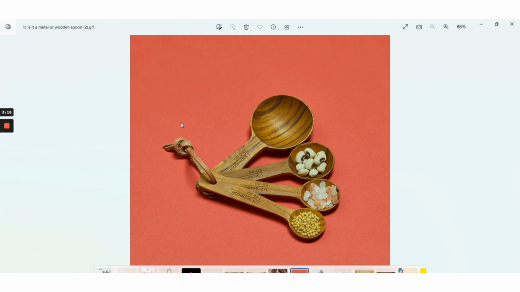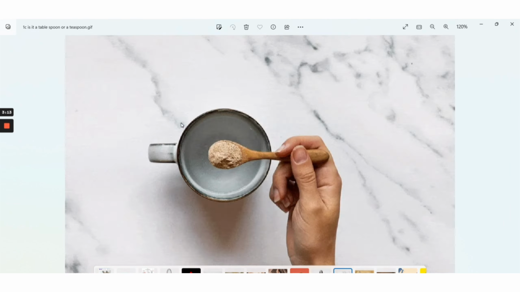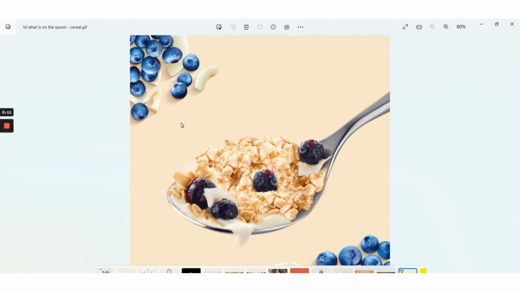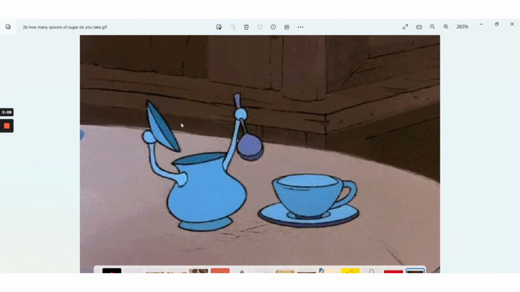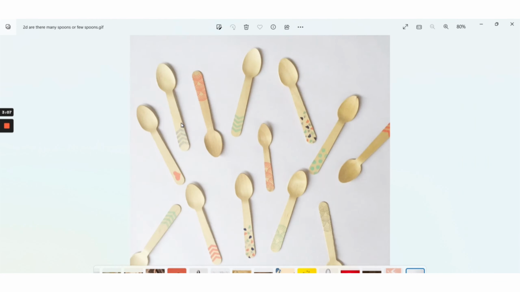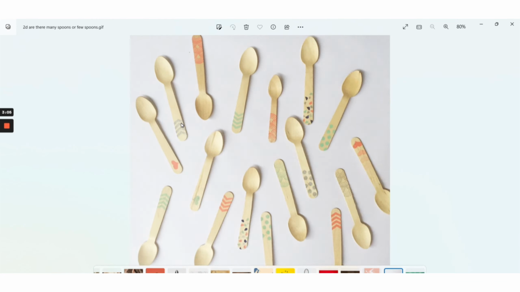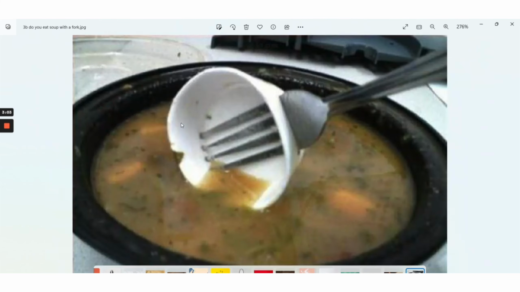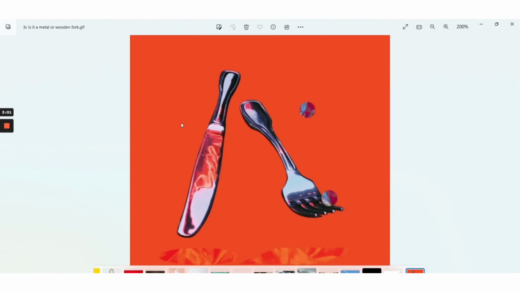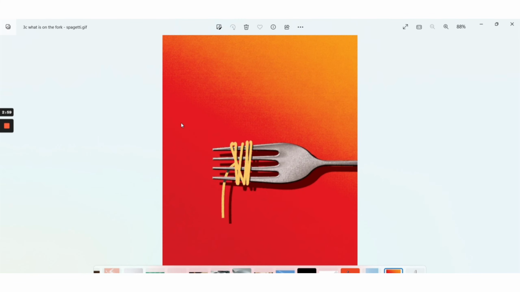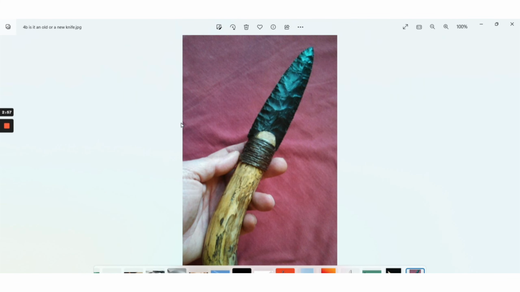And is it a wooden spoon? Is it a metal spoon? How many spoons of sugar do you take with your tea? Is it a wooden spoon? Is it a metal spoon? A fork? Is it a plastic fork? Is it a wooden fork? What is on the fork?